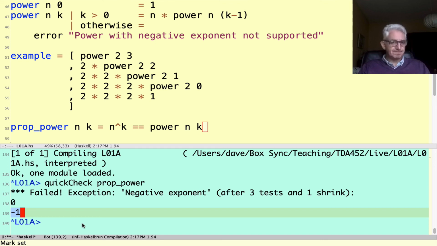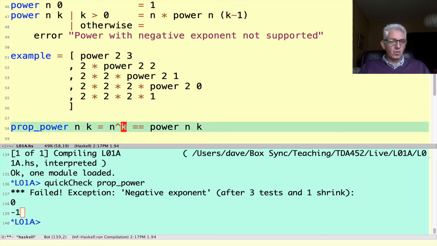So we need to fix this. We need to do the test, but we're not expecting this to work for all values of k, only the non-negative ones. So how can we do that? Well, we can use our good old function abs, and we could do that by putting abs in here. So we could do power with the absolute value of k here, and we could also do it over here. We can take the absolute value of k here.